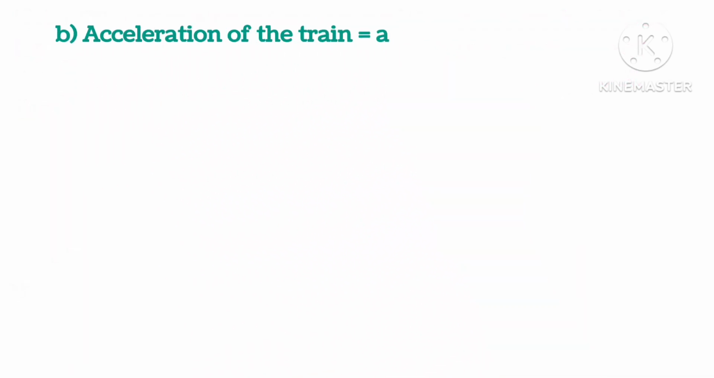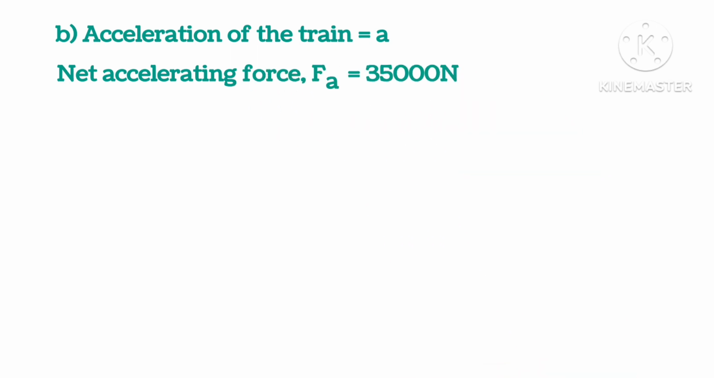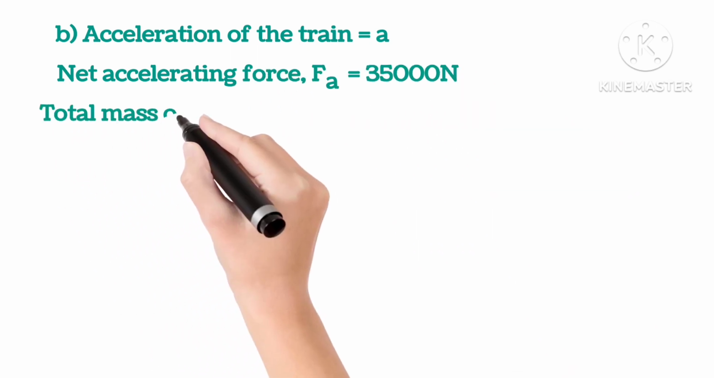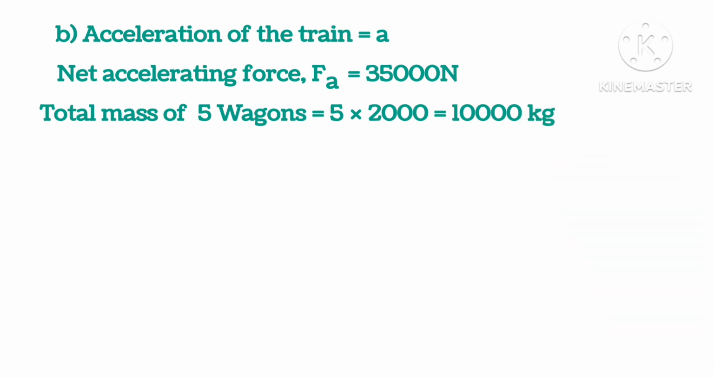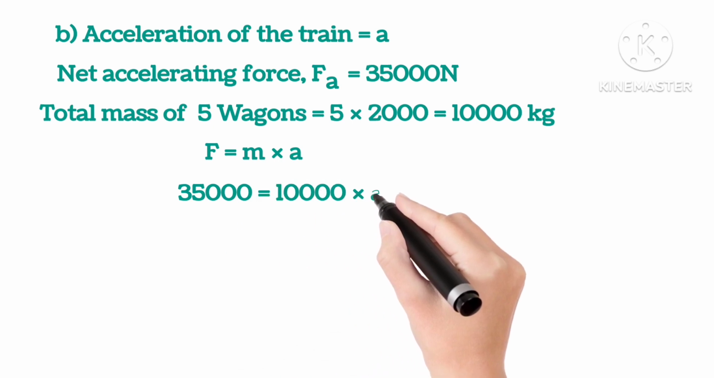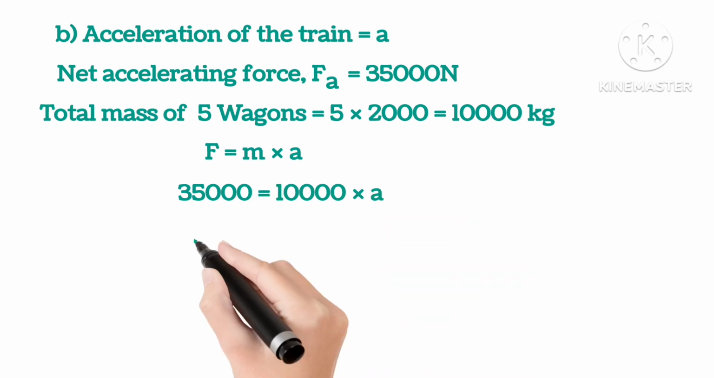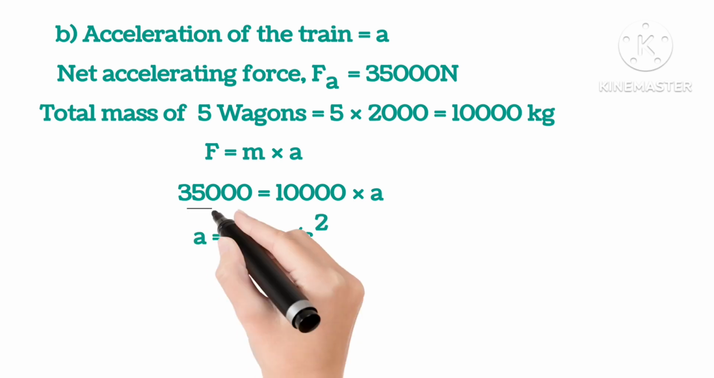B, acceleration of the train is a. Now net accelerating force is 35,000 newton. Total mass of 5 wagons will be 5 into 2000, that is 10,000 kgs. So F is equals to ma. Now putting the values, we get acceleration 3.5 meter per second square.